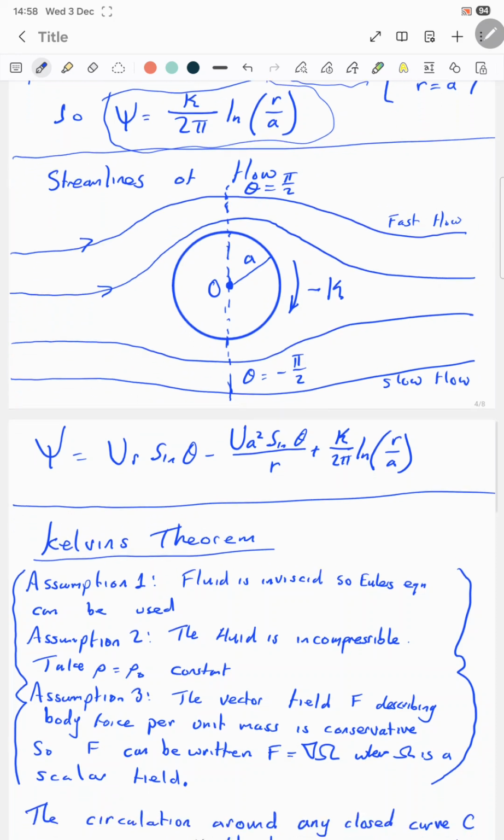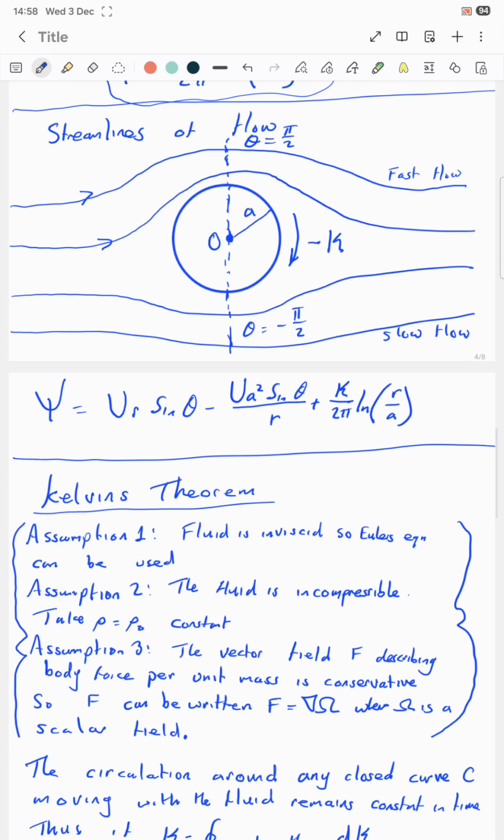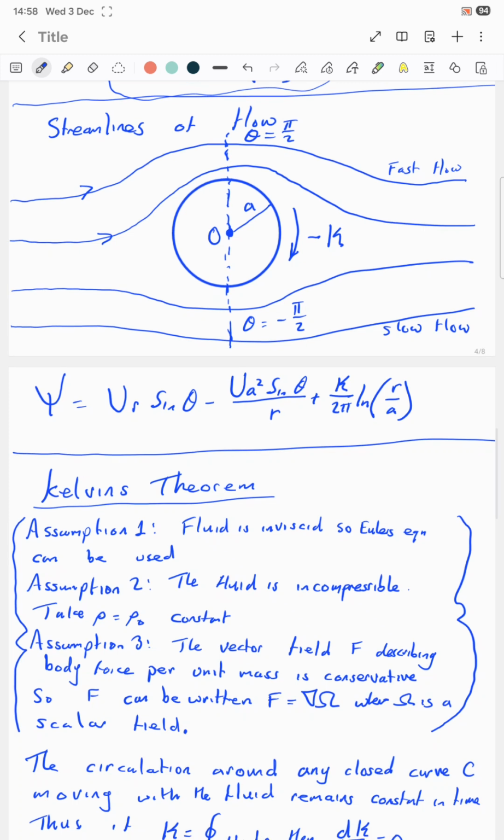Now, streamlines of flow around this cylinder here. The top part is pi over 2, the bottom part is minus pi over 2, and this is our kappa here, which is negative, operating in a negative direction, and a is the radius of our fictitious cylinder, at point 0, and this is fast flow going further away from the cylinder, and this would be our equation in this instance for our stream function.